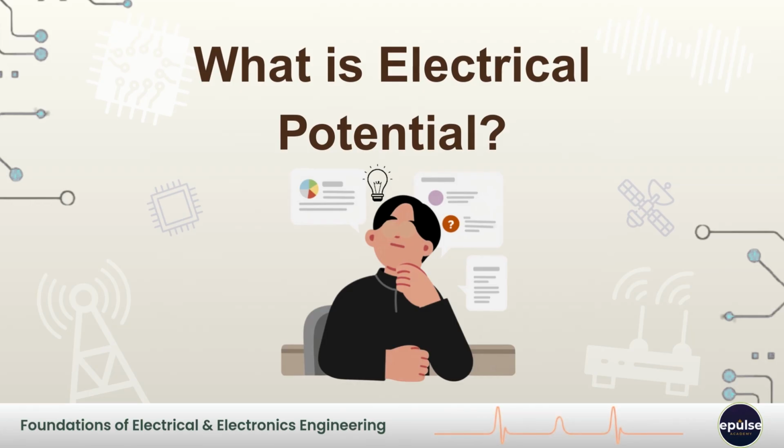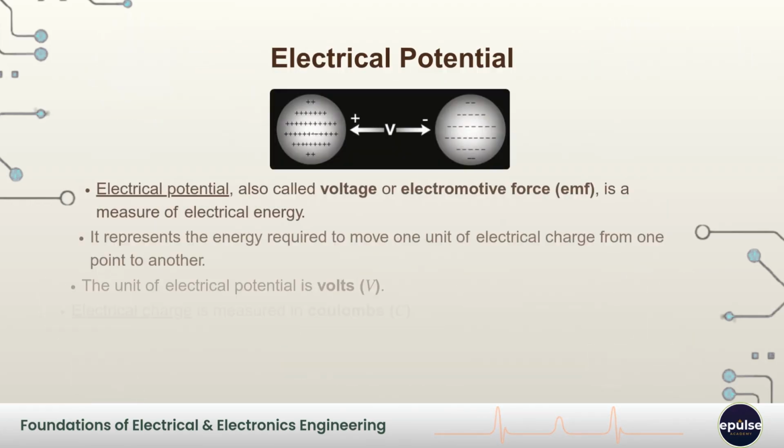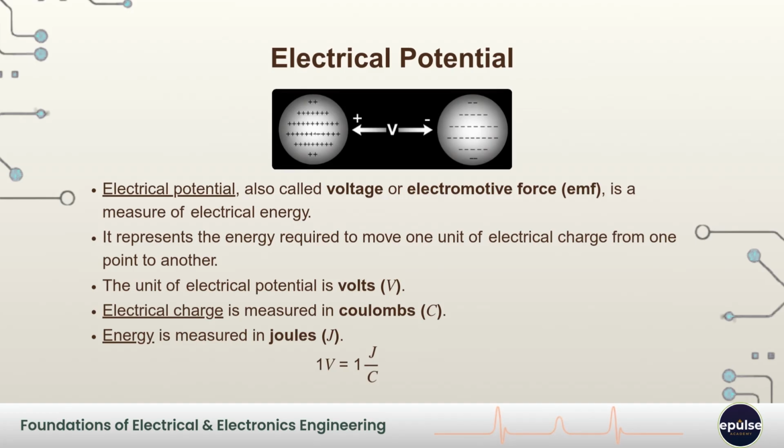What is electrical potential? Now, electrical potential is a measure of electrical energy. More specifically, it represents the amount of energy required to move one unit of electrical charge from one point to another. It is also known as voltage or electromotive force and is measured in volts. It has a very important relationship with electrical charge, which is measured in coulombs, and energy, which is measured in joules. And the relationship is that 1 volt equals 1 joule per coulomb.